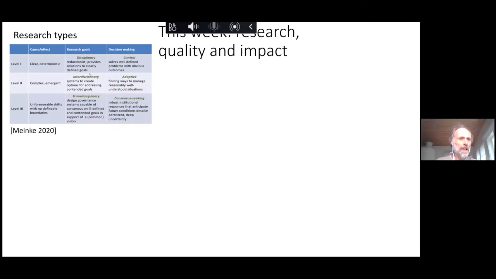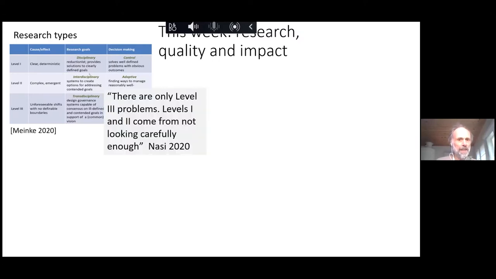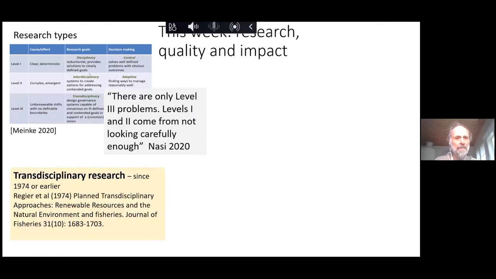I've been struck at how many people have referred to Holger's three levels, and how Robert said there's only level three, actually. If you think you're on level one or two, then you're not looking carefully enough. Frequent references to transdisciplinary research and the need for this. I did a bit of looking around and found the earliest reference I could find to that in the literature relevant to our sort of business was 1974. So after 46 years, it seems as if we're still wondering how to use this concept well.